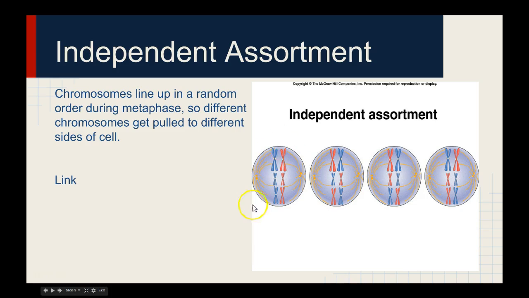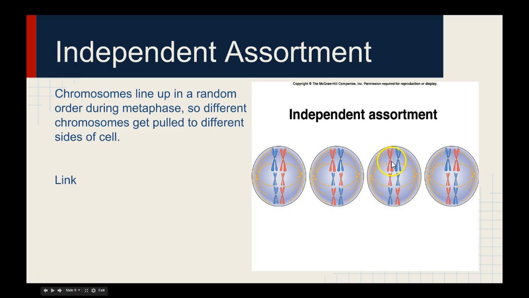So in this little picture over here with the blue and the red, we've got the blue on this side and the red on this side. If this cell were to split, all the blue ones would go here, all the red ones would go there. But they don't line up like that every time, because the lining up is the completely random part. So now on this one it's switched. The blue and red one have switched spots, and this blue and red one have switched spots. So now when they divide, this red one, this blue one, and this red one go to this side, and blue, red, blue go to that side. So it's a different combination.